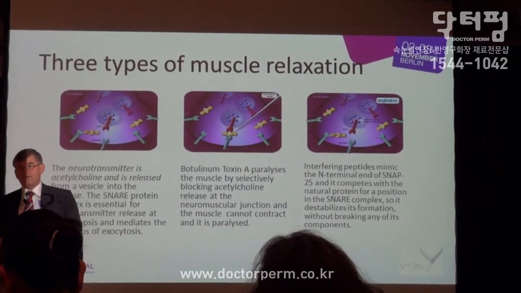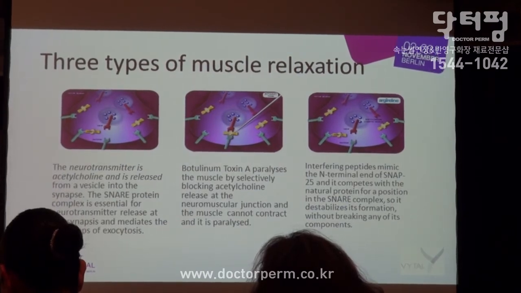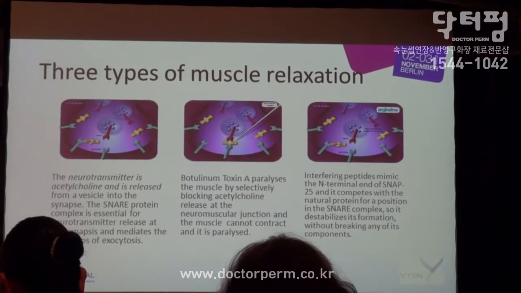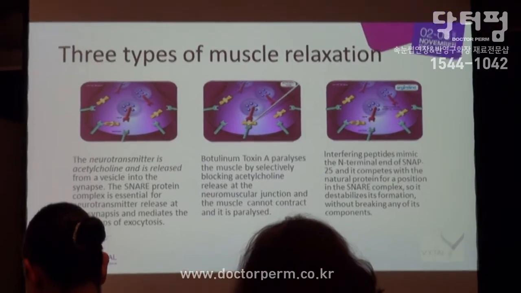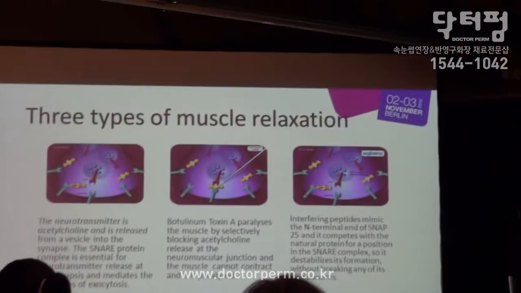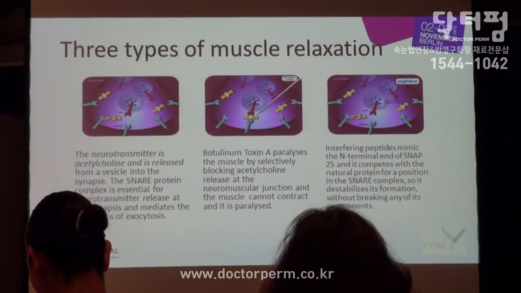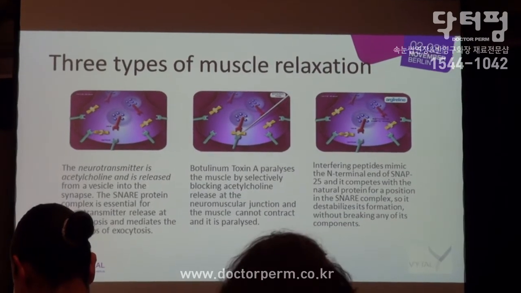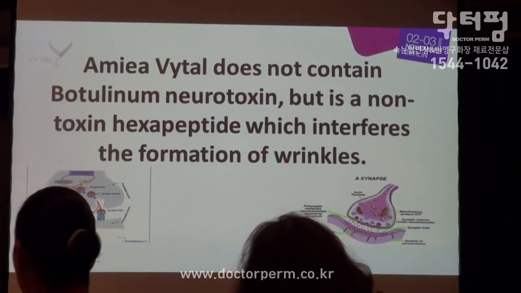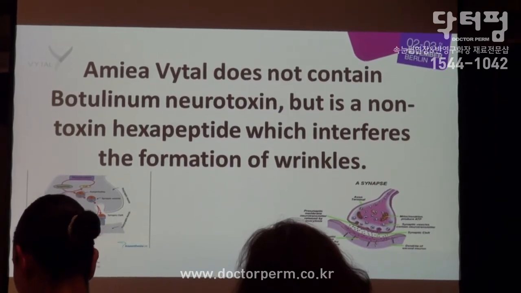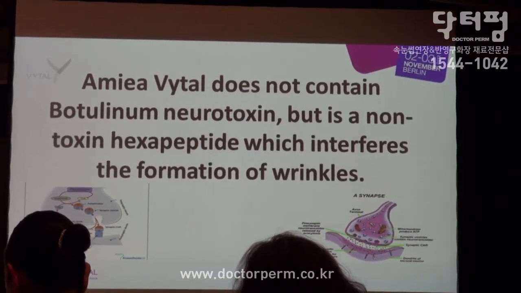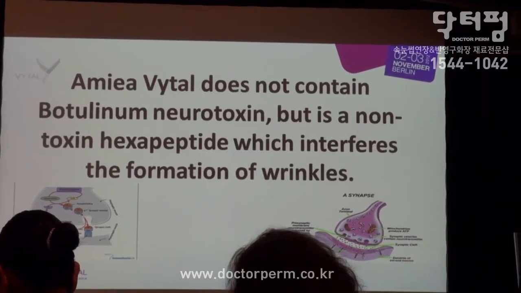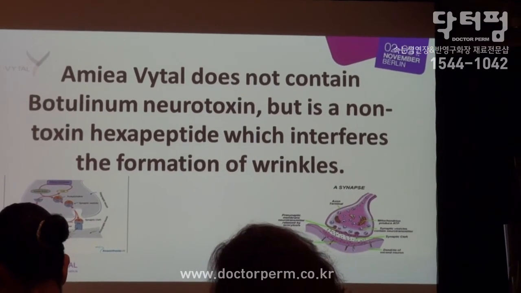It could also interfere in this mechanism. I already mentioned to you all the chemistry which was behind it, and when you have interfering components in this chemistry, like this hexapeptide, then it's a very modest release of the muscle tension, and that would help in getting a smooth face. And that's what is done with the AmiaMed version. So AmiaVital does not contain botulinum neurotoxin, but it's a non-toxin hexapeptide which interferes in the formation of wrinkles.